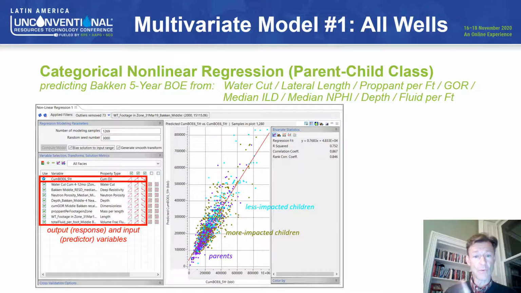That cross plot is on the y-axis predicted. So this is the prediction, the model, using those 8 inputs and understanding all the relationships, comes up with a prediction that's over here. And on the x-axis, we have the actual 5-year. And you can see, obviously, a perfect prediction would be a straight line, that red line. It's not perfect, but it's pretty darn good. It's a 0.752 R squared, which is a very predictable model. One of the ways that I've helped that correlation be as high as it is, although it's high if you don't do this, I've broken the data set into three classes: the parents, the more impacted and less impacted children, and I've modeled them all together. And you can see them all highlighted there.